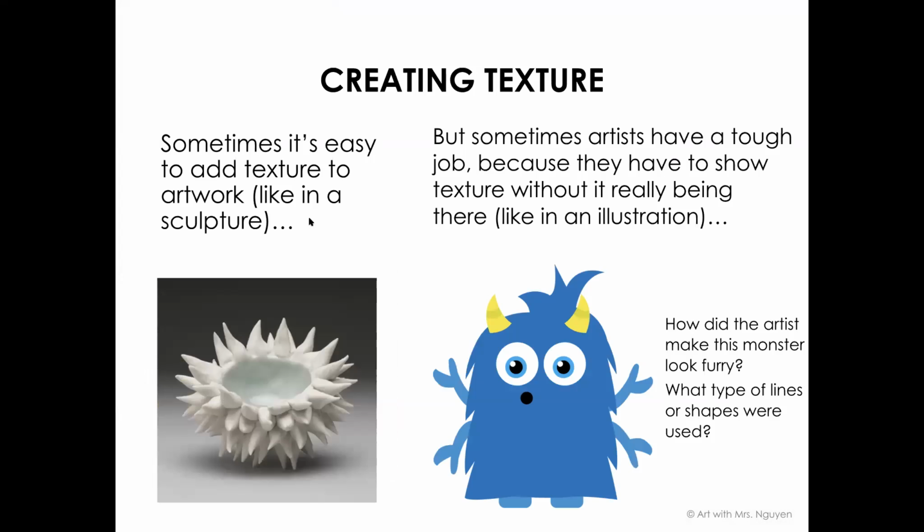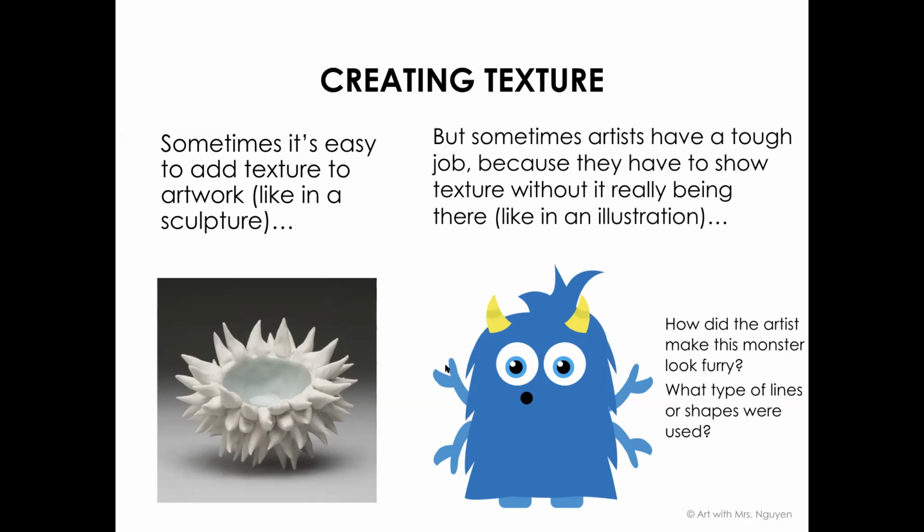Examples of this. So you can see on the left and on the right, you can see that texture that was created by the sculptor adding those spikes. On the right, sometimes you have to show texture in 2D, right? So this artist uses different elements of art, such as line and shape, to create that texture.